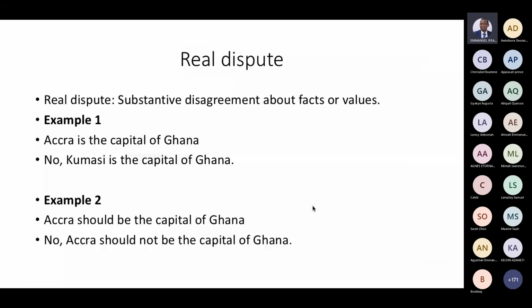So disagreements over values should be a bit more difficult to resolve compared to resolving factual disagreements, because to resolve disagreement in values, you need to find out the values of those who are disagreeing, because that will be a starting point in trying to see why they are differing.